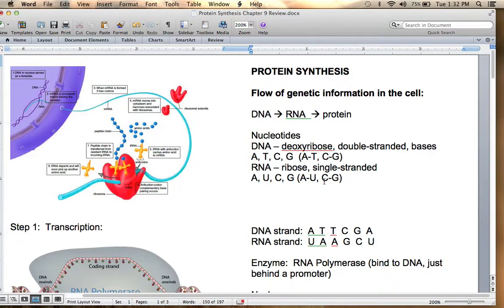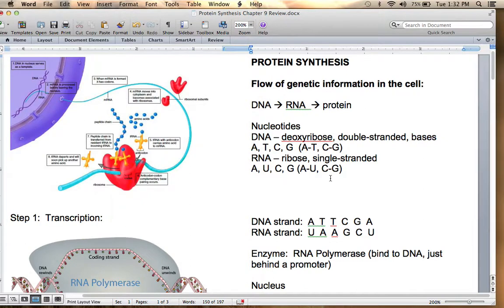The next thing we're going to talk about in the next video will be a quick overview of mutations and genetically modified organisms.